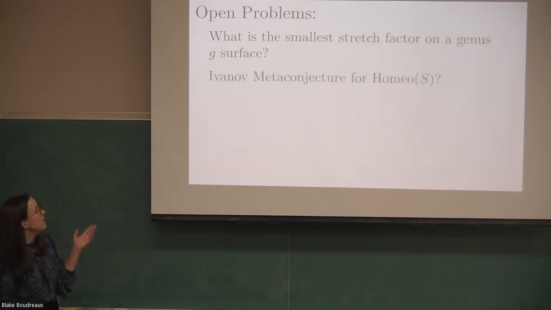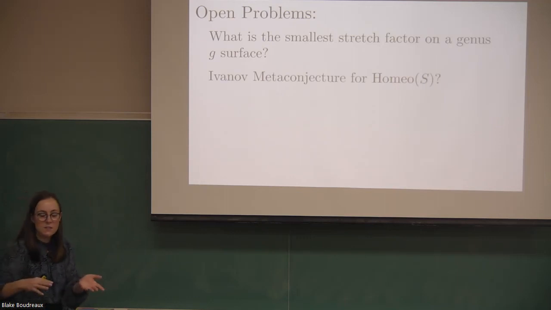A second question is, is there some type of an Ivanov meta-conjecture for the group of homeomorphisms of a surface? So am I able to find a collection of graphs so that the automorphism group of these graphs is isomorphic to the group of homeomorphisms of a surface?